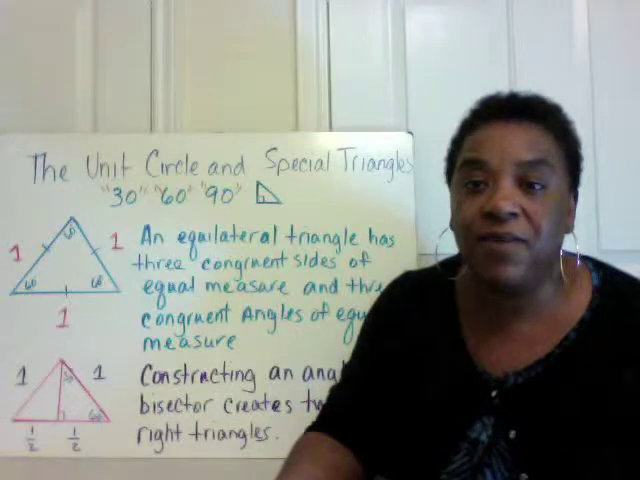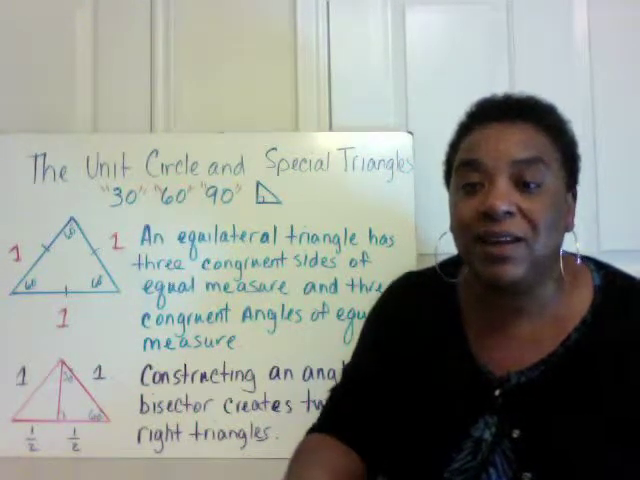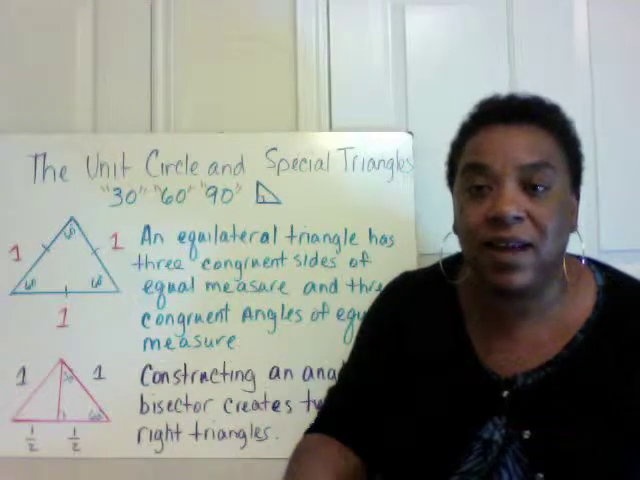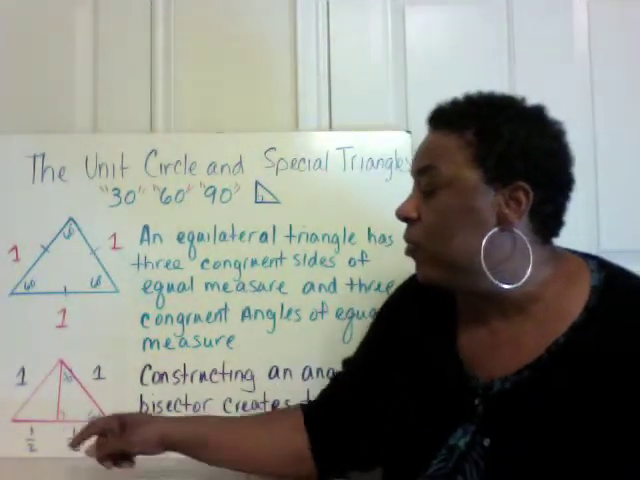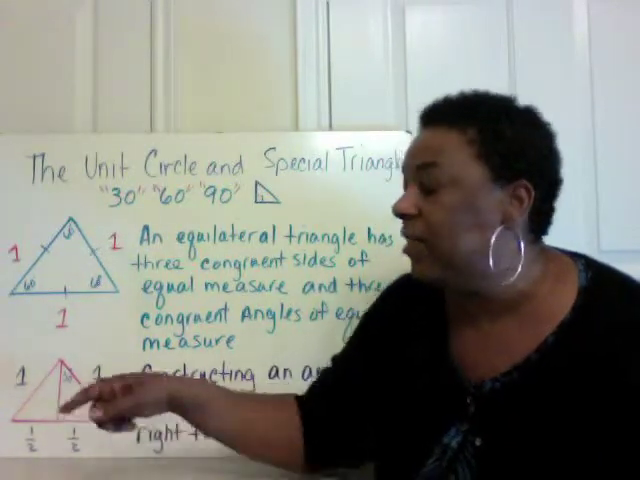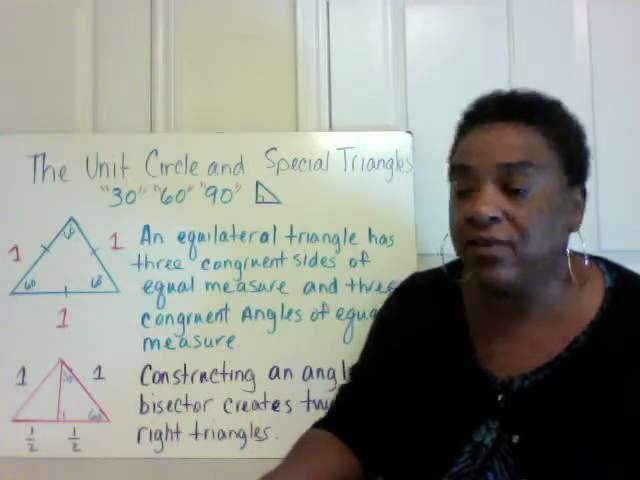Now we can derive our 30, 60, 90 degree triangle by constructing an angle bisector in the equilateral triangle that we see here in this triangle. When we construct an angle bisector in the equilateral triangle, we create two right triangles.